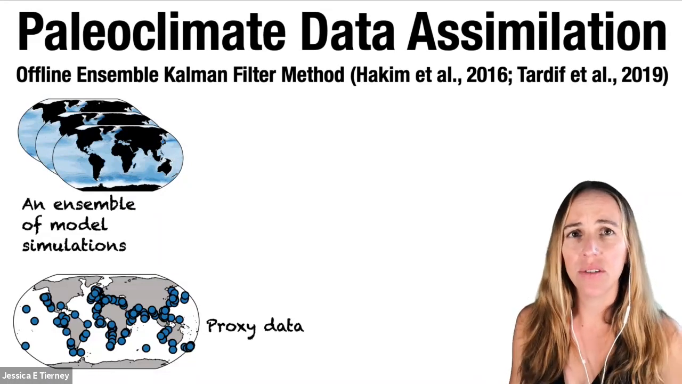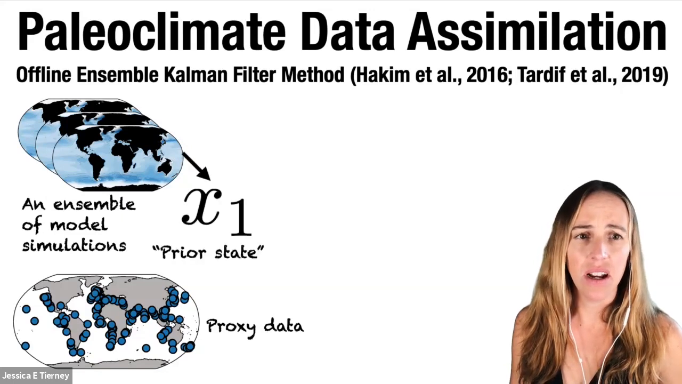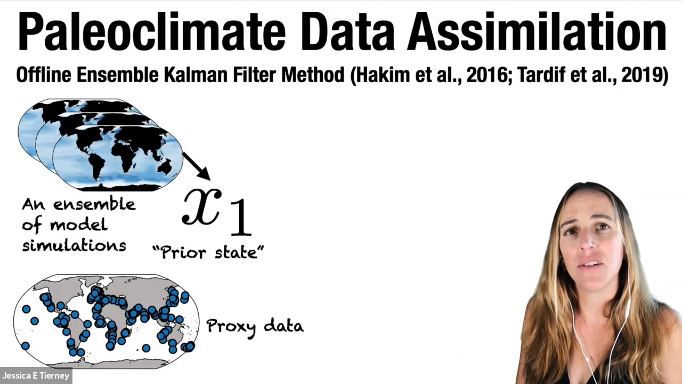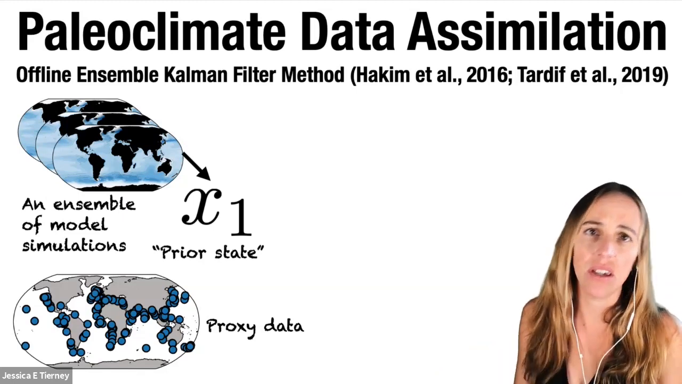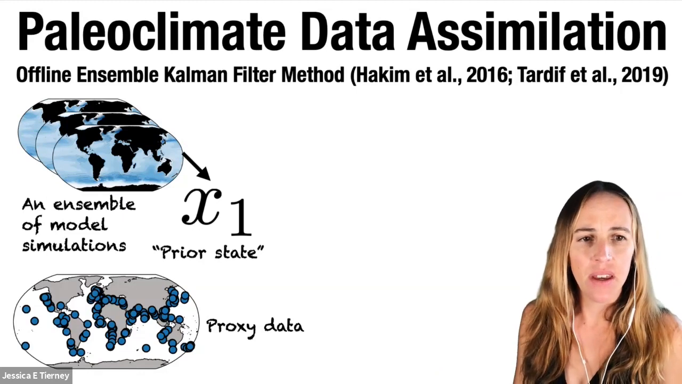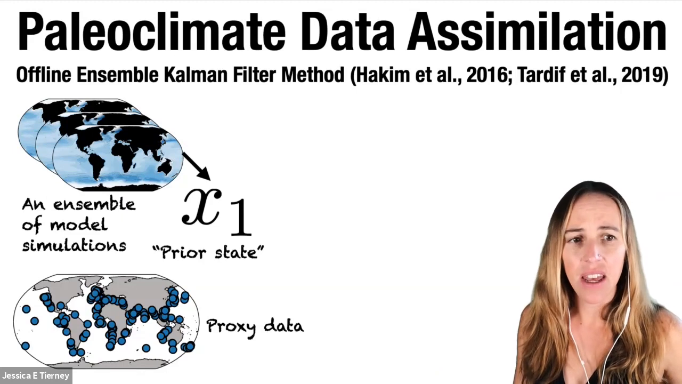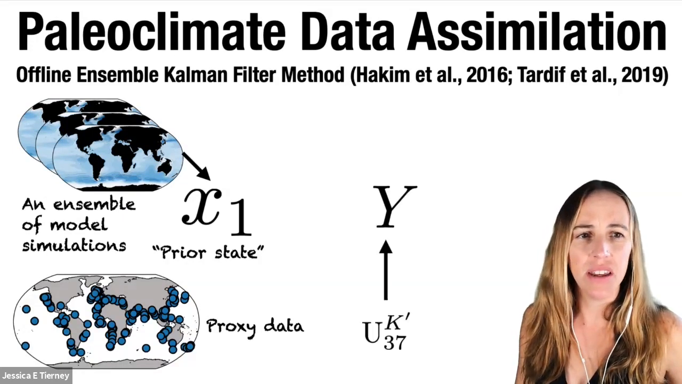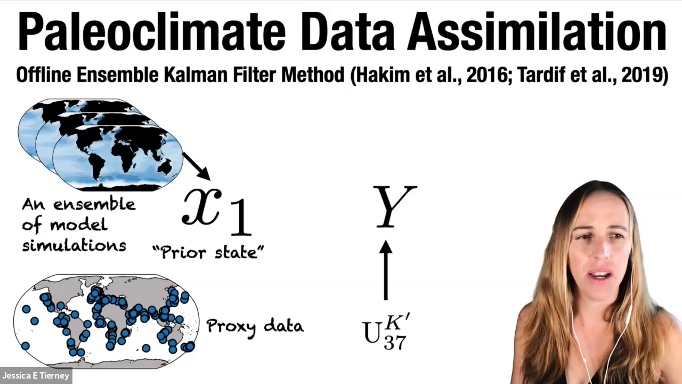So I'll just walk you through the basic DA math, which is linear. In DA, we start with the model state. The models form your prior state, or your starting state of what you think the past climate looked like. And then of course we want to incorporate proxy information into that. For that, we go to a collection of proxy data, and we're going to introduce that into the DA equation as a vector y.